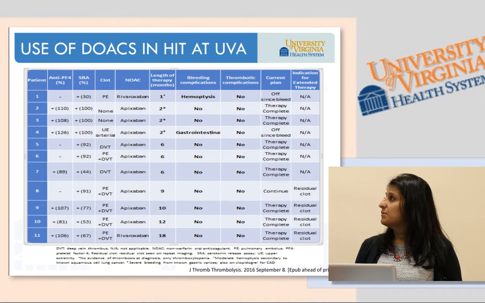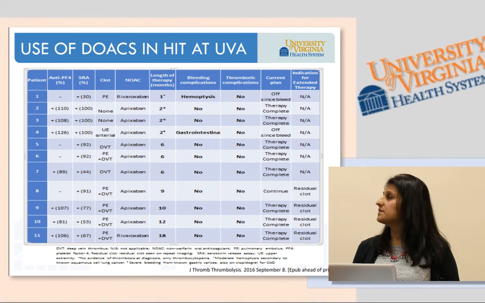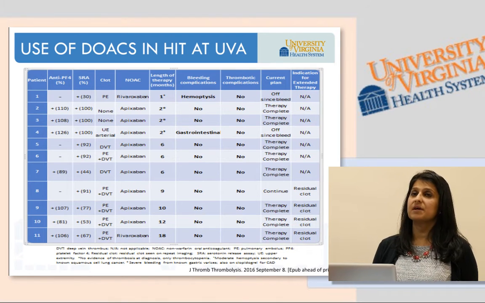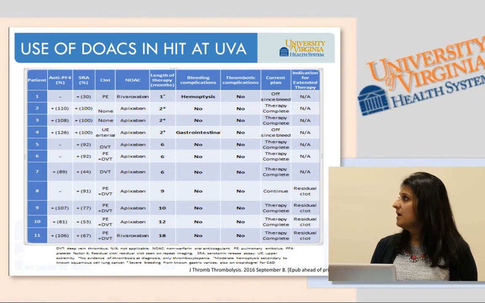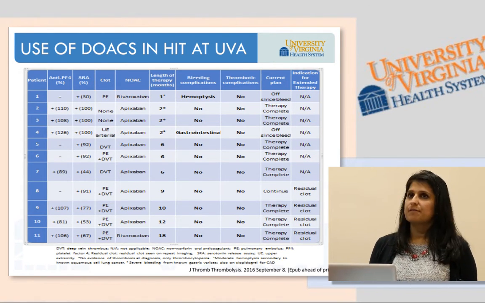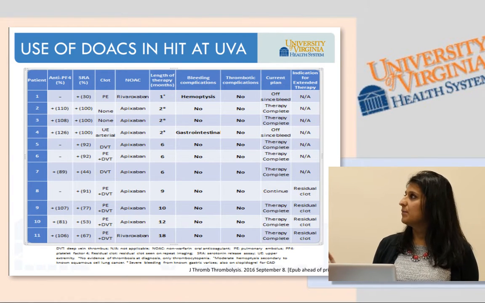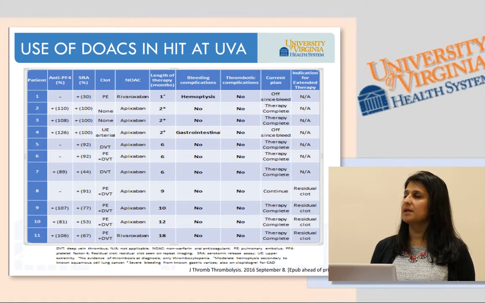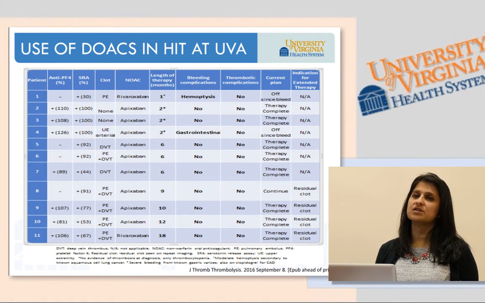Out of the 11 patients, 9 patients were treated with DOACs successfully, but none of these patients, even with the ones with the bleed, developed a clot. This was further sent for publication, so you can see a better table that actually shows the platelet count as well. So the mean platelet count for the patients upon initiation of DOAC was between 50 to 150,000.